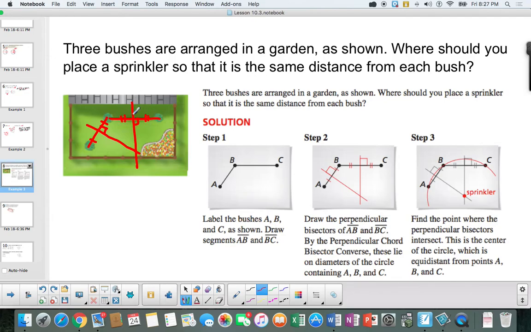And somewhere along here is going to be the center because it represents a diameter. So where these two diameters meet is going to be the place where you want to set the sprinkler.